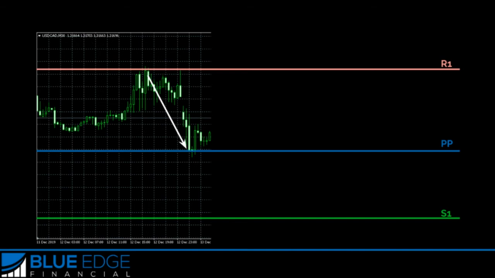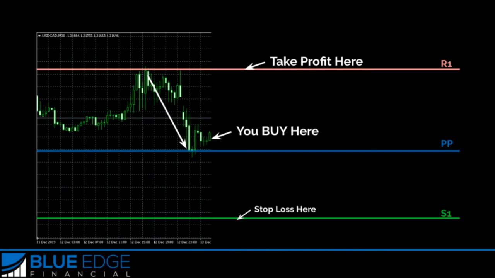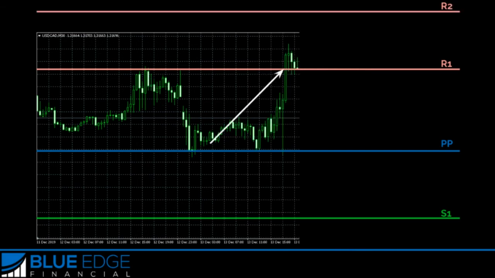So now you see the market is at the pivot point line, right? And you think it could be bouncing off of that. So you place a buy order, and then you put your take profit at the R1 level and your stop loss below the S1 level. Now let's see what would have happened. Bam, the market shot up and hit your take profit again.